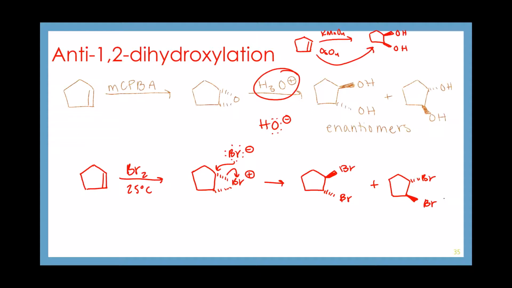So we are using MCPBA to create a 3-membered ring with oxygen as the central atom. And then we are attacking with a nucleophile to break it open to get the trans outcome. Does that make sense? If it doesn't make sense, do we have a question?